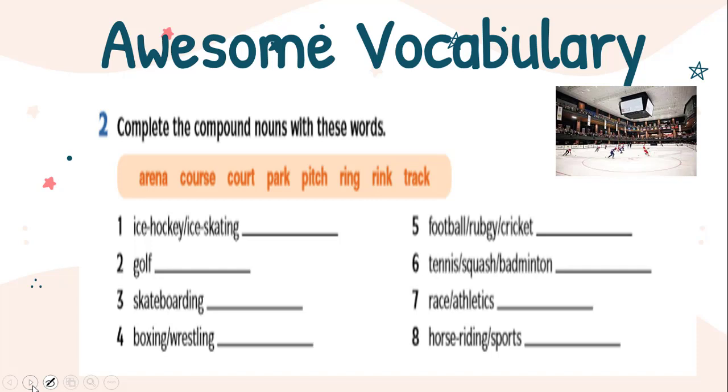Okay, let's check your answer. Number 1. We call it as, is it ice hockey or ice skating arena, or is it a course, court, park, pitch, ring, room, and tracks? So which one is the suitable answer for number 1? Yes, very good. The answer for number 1, we call it as ring, ice skating ring, like we have in Paradigm. Okay, number 2, when you wanted to play golf, so it's called golf. The place we call it as golf course.